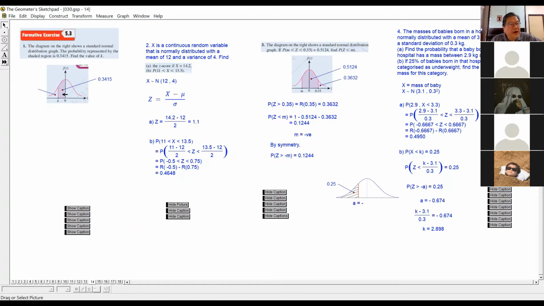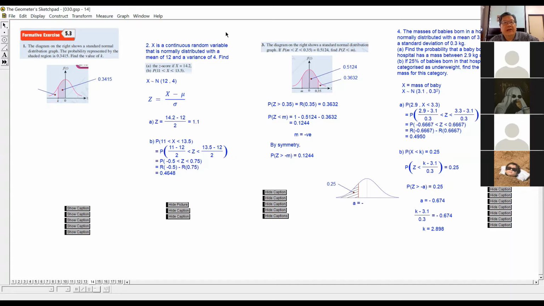Now this shaded area is bounded by two numbers. The two numbers, they are k and 0. K and 0. Now if both numbers are not known, then I cannot do anything. Luckily they give me the 0.